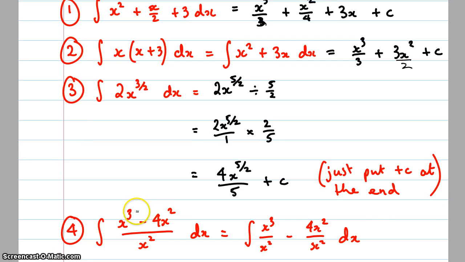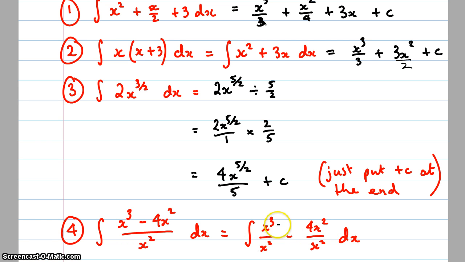Again, here I've got this one. I can't do the quotient rule, which I would have done when I'm differentiating, but with anti-differentiation, there's no such thing as the quotient rule. So I need to split these up into two things: x cubed on 2 minus 4x squared on x squared. Okay, and then I can do these separately.